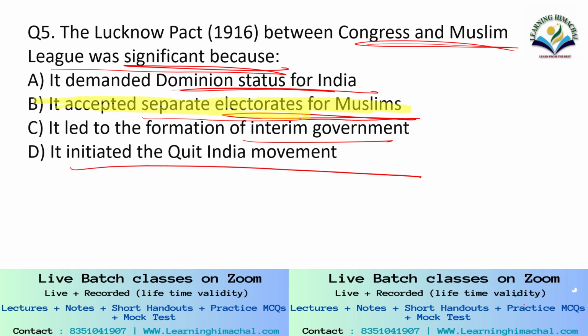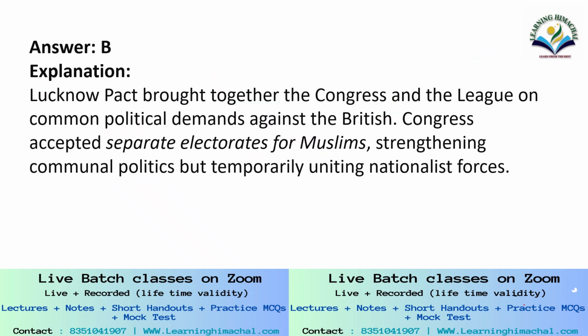The Lucknow Pact between Congress and Muslim League was significant because here separate electorate was accepted. It brought together the Congress and the League on common political demand against the British. Congress accepted separate electorate for Muslims, strengthening communal politics but temporarily uniting nationalist forces.